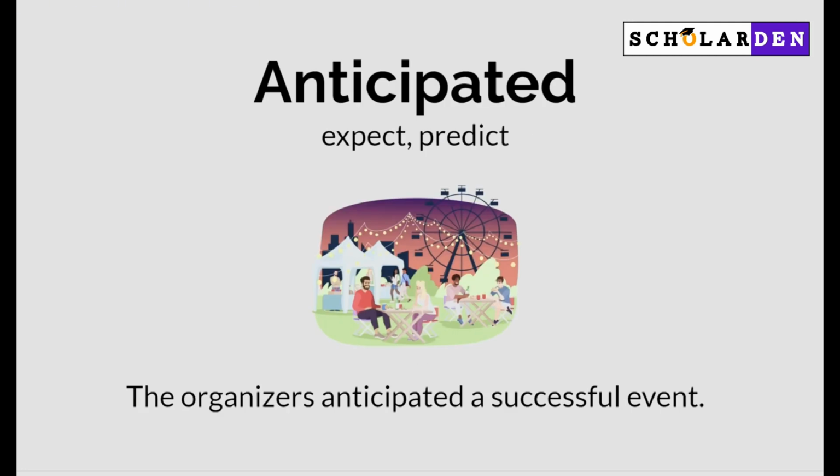Anticipated just means expected or predicted. Or you could say in the verb to expect or predict. So the organizers anticipated a successful event. They expected it. Or you could say more people showed up to my party than I had anticipated.